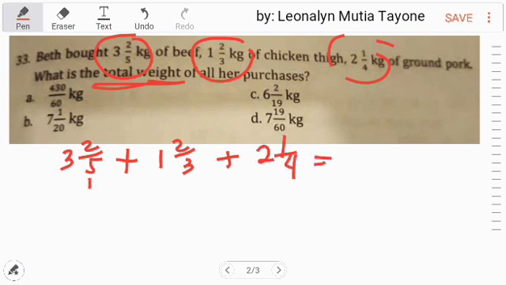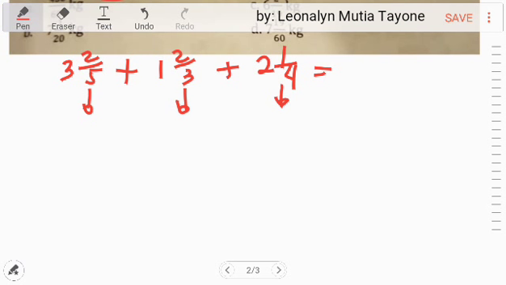Ang unang gagawin natin, mag-focus muna tayo sa mga fractions. Total addition lang naman ito. So, fraction muna tayo. Ang least common denominator nitong 5, 3, 4 na denominators ay 60. Meron tayong separate video on how to find the least common denominator. 60 divided by 5, and that is 12. 12 times 2, that is 24.